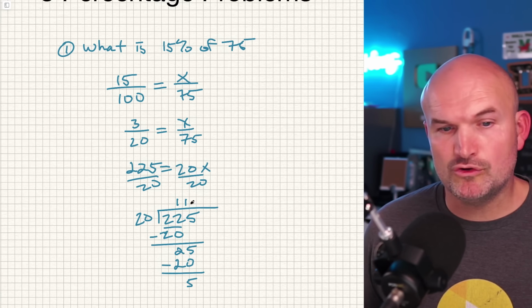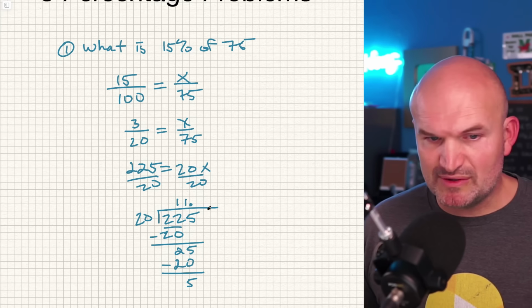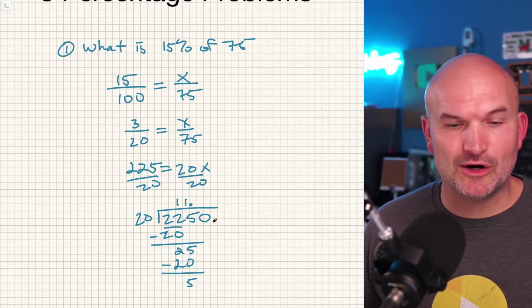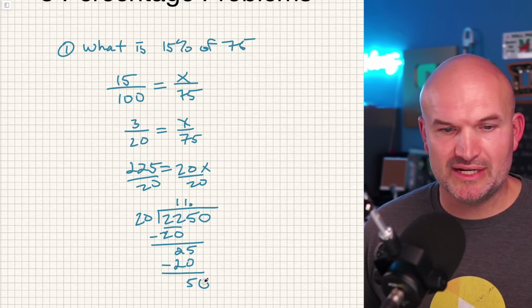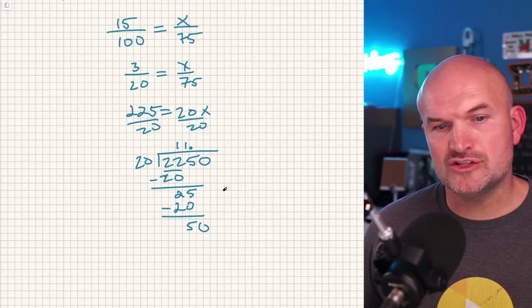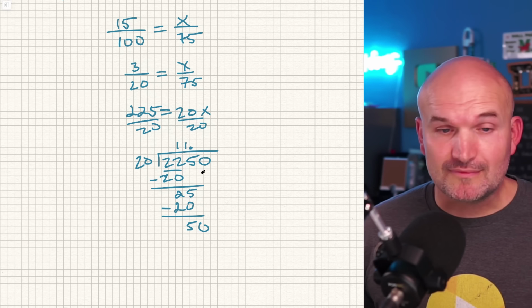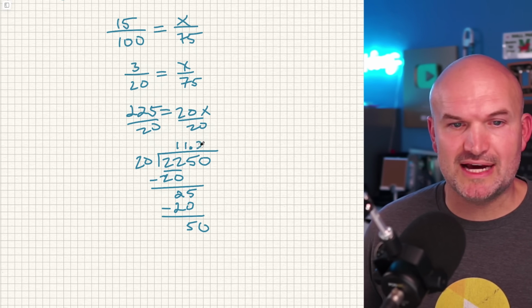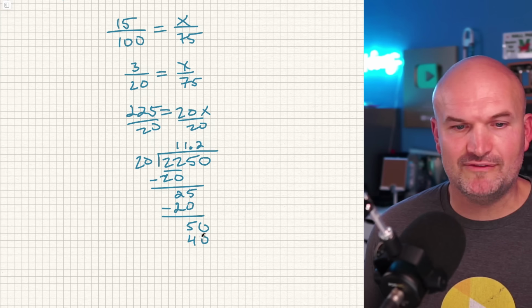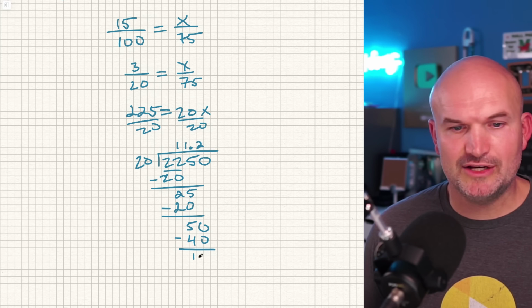So now that is going to create our decimal point. Once we've created our decimal point, though, we can start adding zeros. So I can bring down a 0 over here. And now I can say, does 20 divide into 50? 20 divides into 50, let's say 2 times. 2 times 20 is going to be a 40. Subtract your rows. Again, you're going to get a 10.